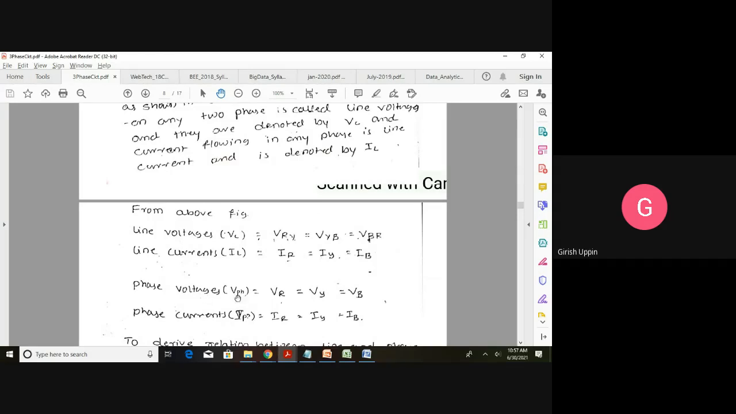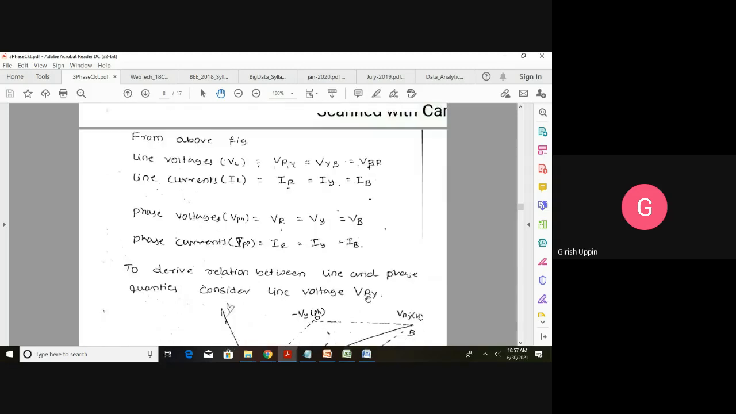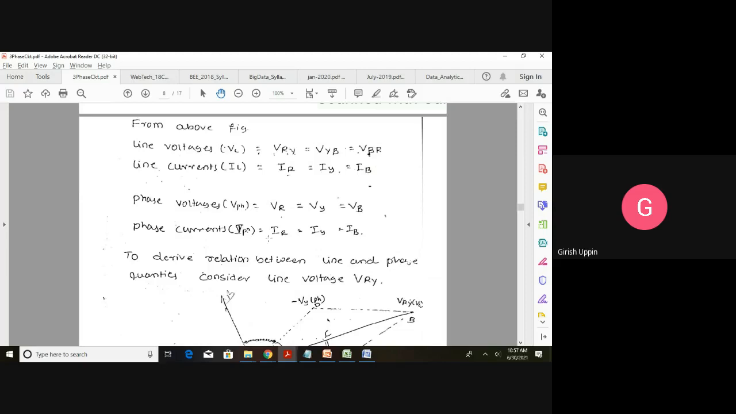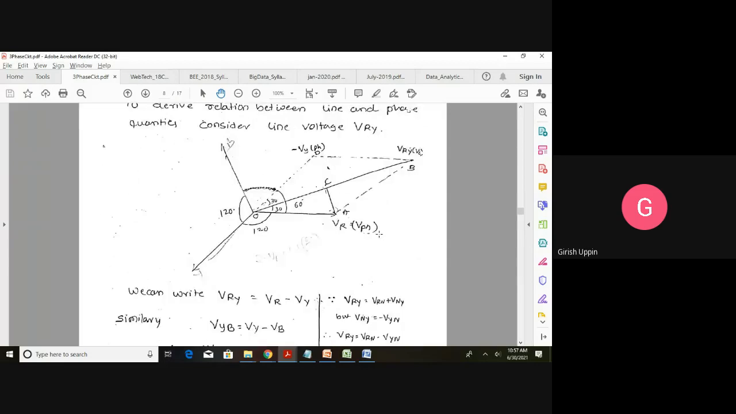And phase voltages, V phase. So this is VL, IL. These are the line quantities, and the phase quantities V phase and I phase. V phase is equal to VR, VY, VB. These are the voltages across each of the phases. And phase current, I phase, is equal to IR, IY, IB. These are the currents that are flowing in each of the phases.